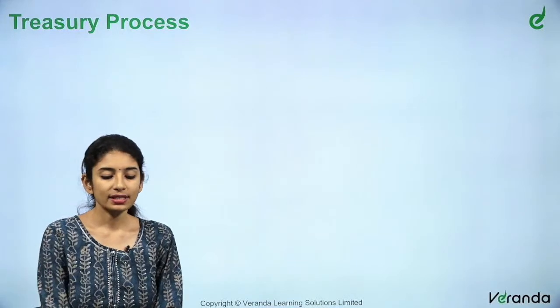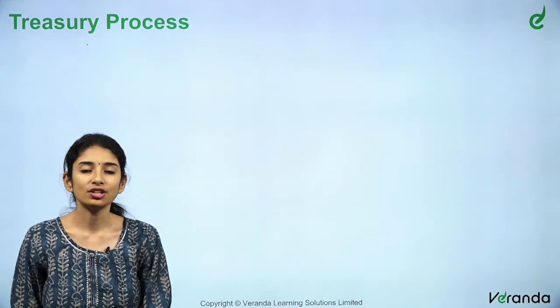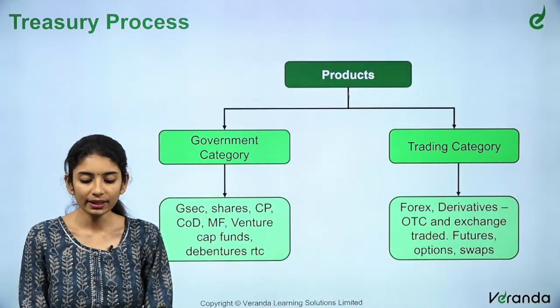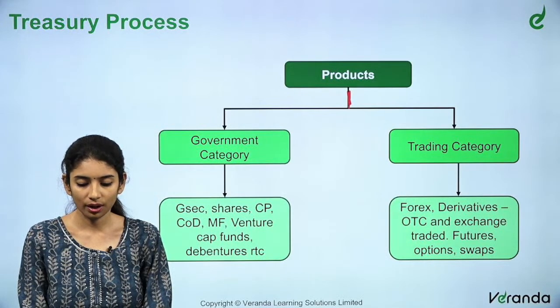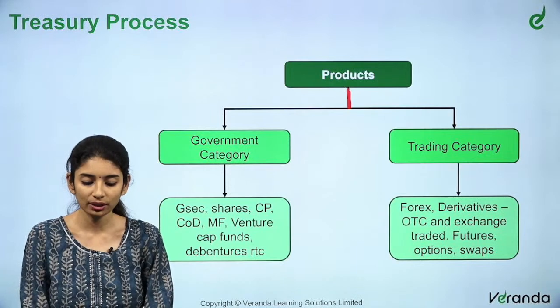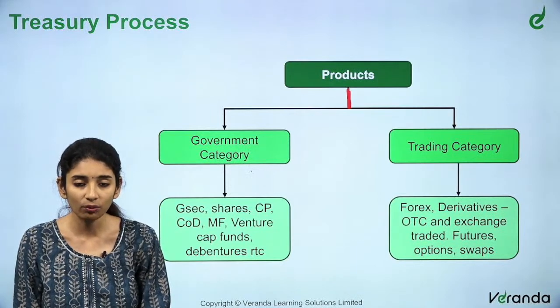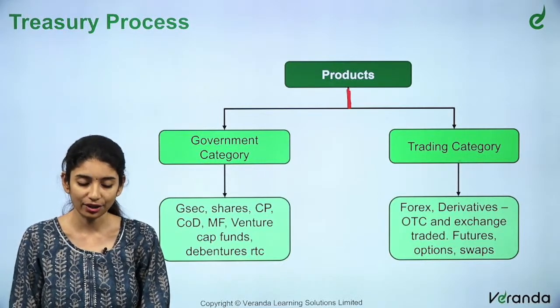Mortgage process. Next, we have treasury. What is treasury? They deal in products. So, I can also invest in the bank's treasury products. What are the treasury products? One could be the government category, one could be the trading category.